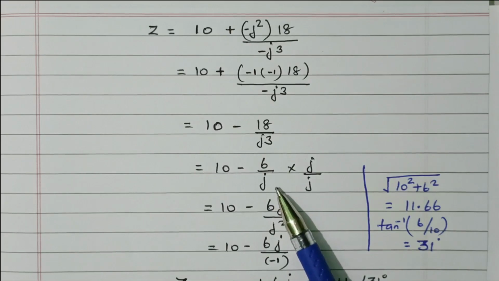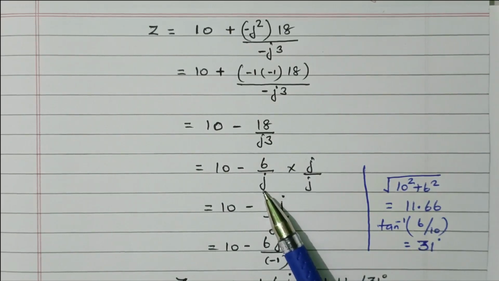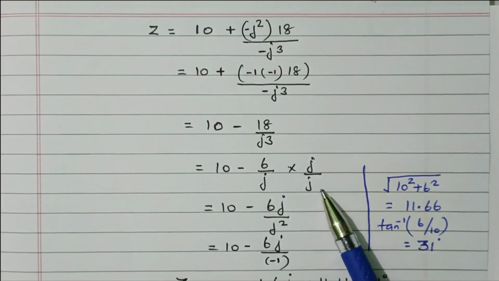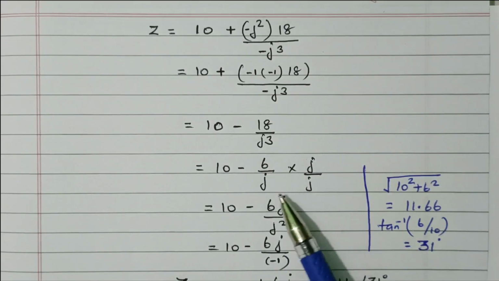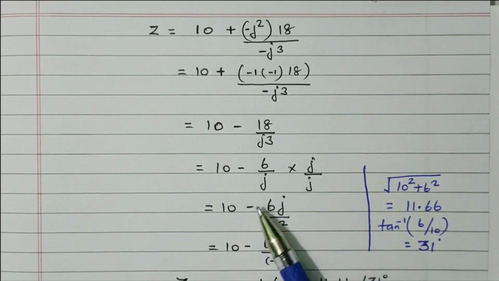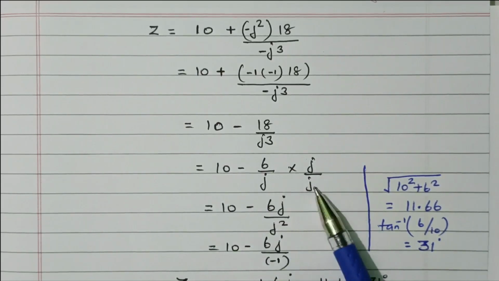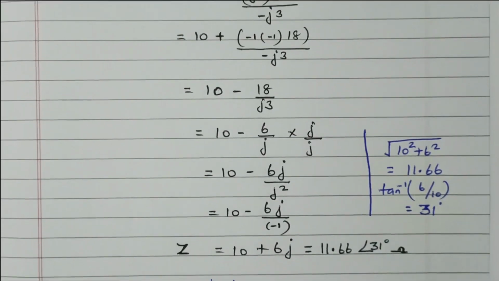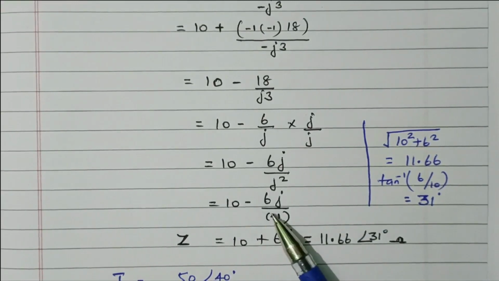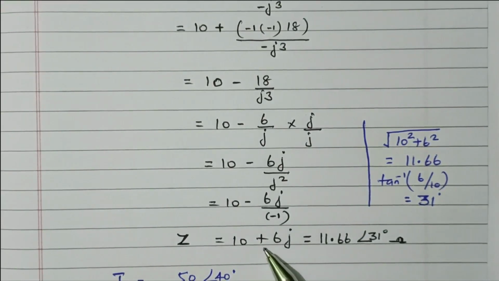In order to remove this j available in the denominator, we can multiply and divide by j, so that we can bring this j in the numerator. So what happens? 10 minus 6 into j divided by j square. Again j square is available. The j square value we know that it is minus 1. So this minus and minus become plus. So 10 plus 6j. The total impedance is 10 plus 6j.